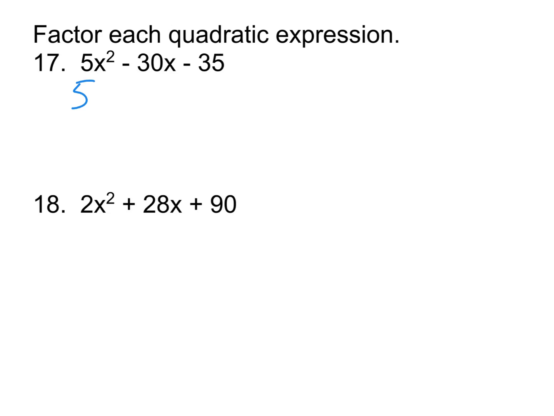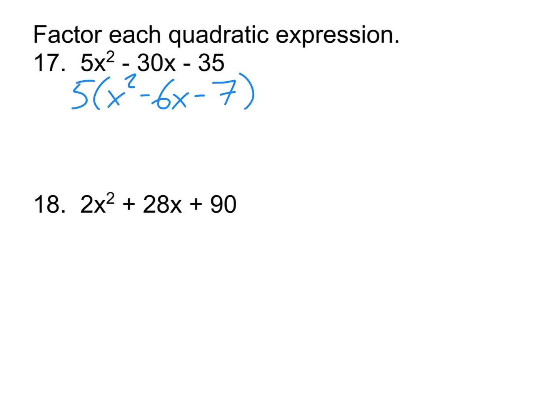So we're going to go 5 parentheses. And then 5x squared divided by 5 is x squared. Some of you are writing 1x squared. Same thing. Just realize 1x squared is x squared. Minus stays the same. 30 divided by 5 is 6, so that's going to be a 6x. Minus 35 divided by 5, which is 7.